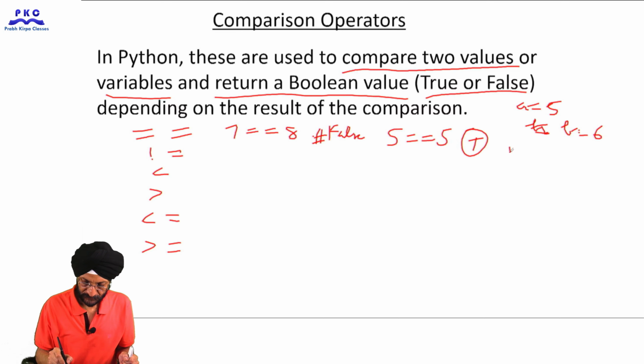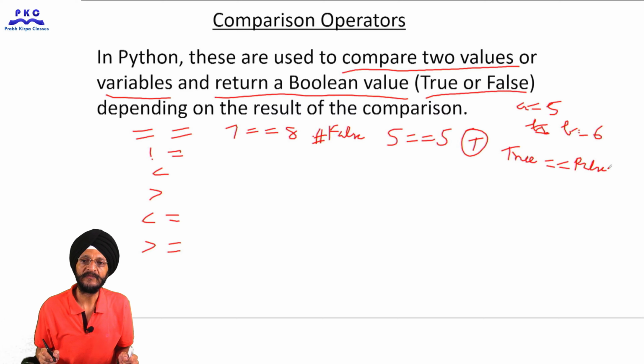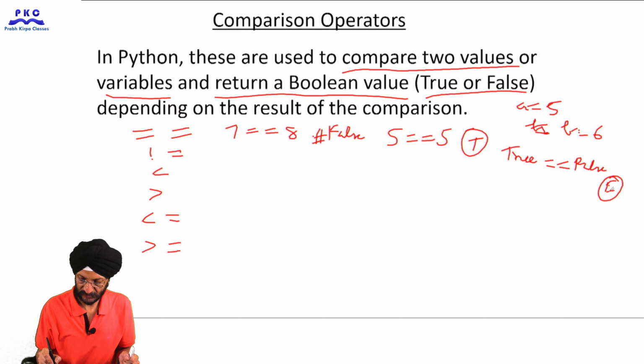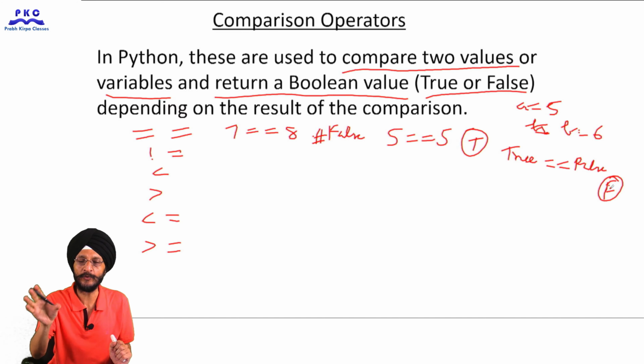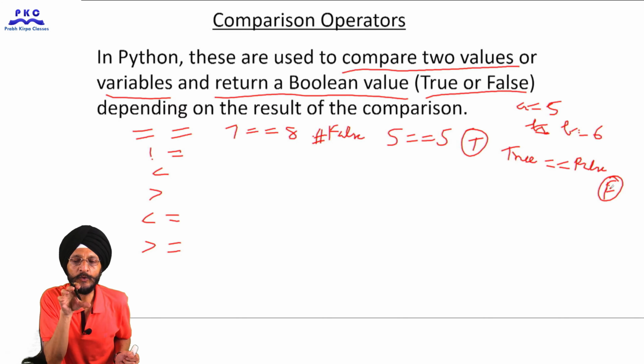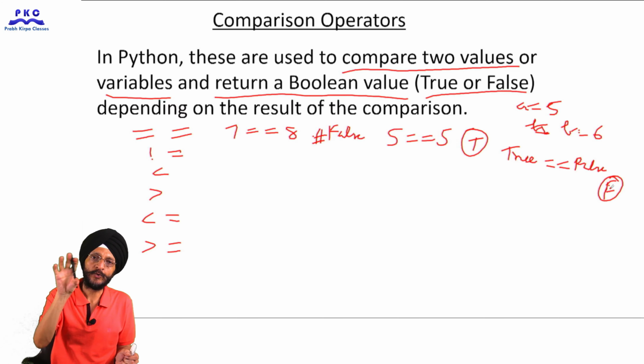If we write true equals false, whether it is true, the output will be false. Though I am writing T or F, it is only for the shortage of space. You should consider it as true or false.